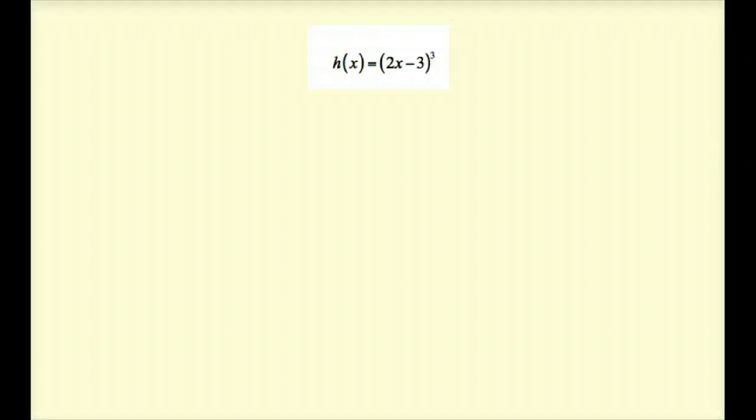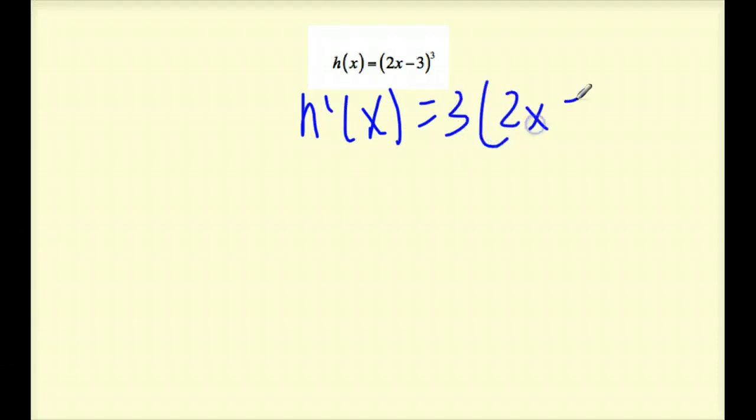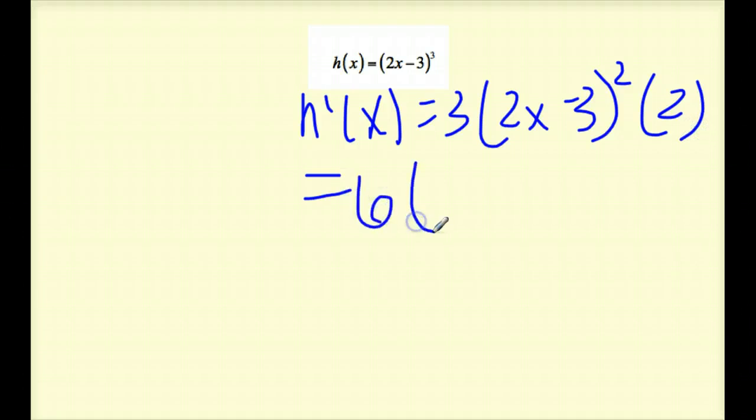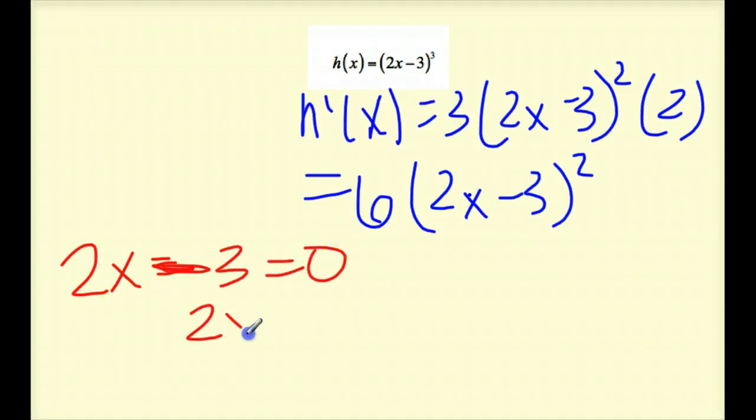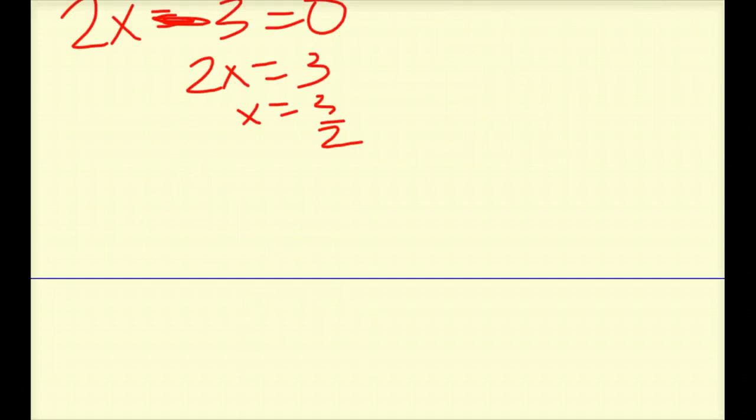So let's go ahead and do the next problem right here. I'm going to use a chain rule to take this derivative. So I get 3 times 2x minus 3 squared times 2. That gives me 6 times 2x minus 3 squared. And if you notice, I only have one factor here, which is this 2x minus 3. So let's set that equal to 0: 2x minus 3 equals 0, so 2x is equal to 3, so x is equal to 3 over 2. So what we're going to do is draw our number line.